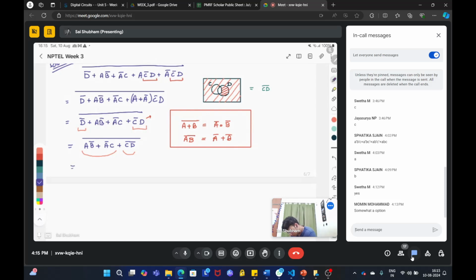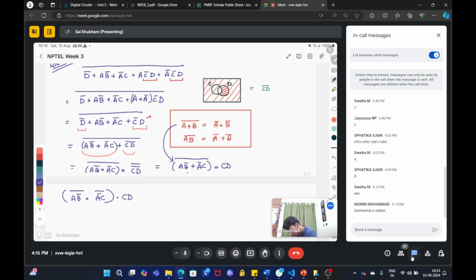Now we can club this together. So it will be like AB bar plus A bar C bar dot CD bar bar, which will be CD only. Okay, so this will look like AB bar plus A bar C whole bar into CD. So this expression, we can again apply this here. So this will be AB bar whole bar into A bar C whole bar multiplied by CD.